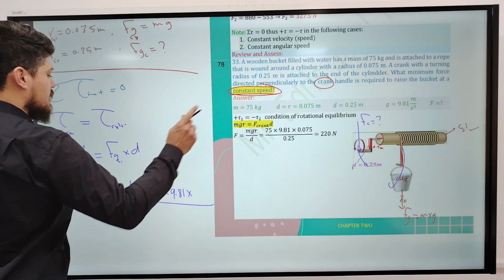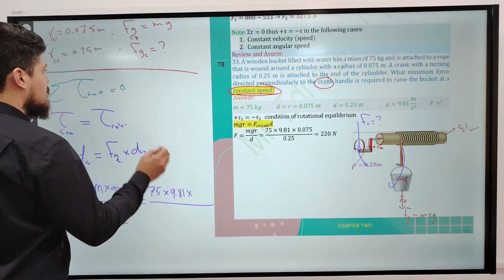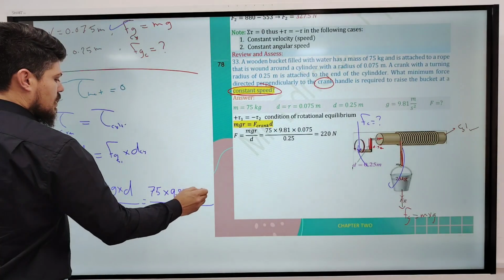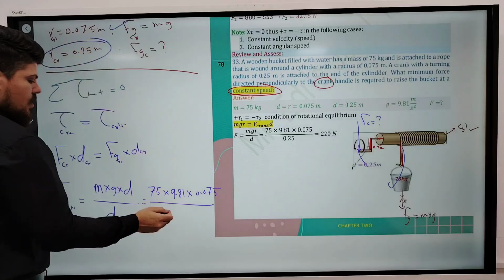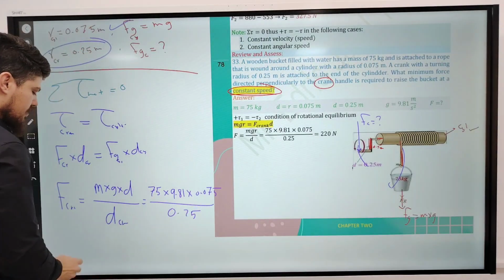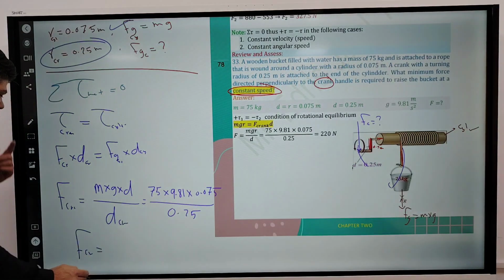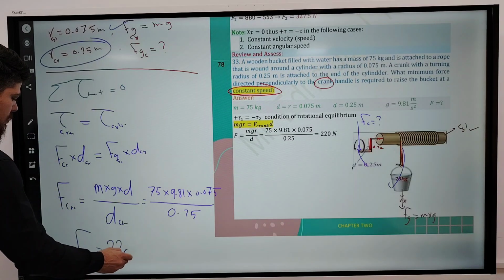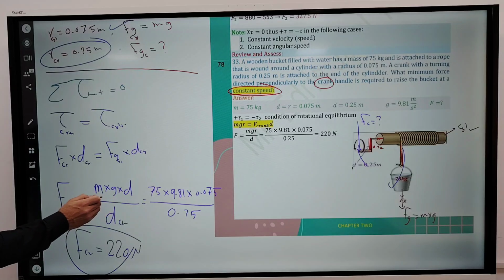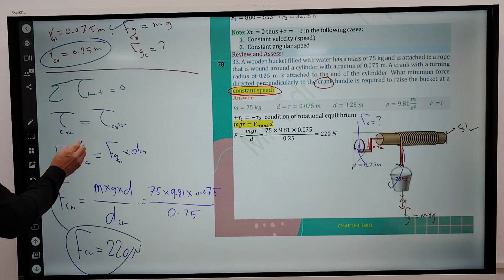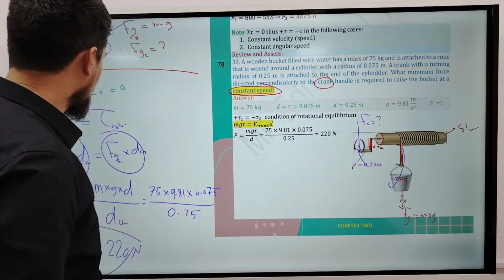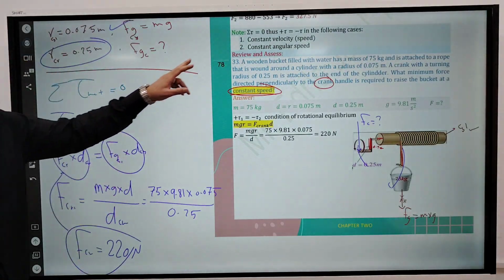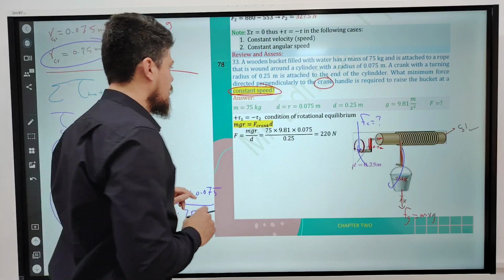Replace. Mass of the bucket was given, 75, gravity constant. The distance of the cylinder, what is this? This is the distance of the cylinder, was given, 0.075, divided by the distance of the crank, 0.25. By calculator, you can find the force of the crank, which is equal to 220 Newton. If you replace this force into this equation, these 2 sides must be equal. This is question 33 of the chapter review.